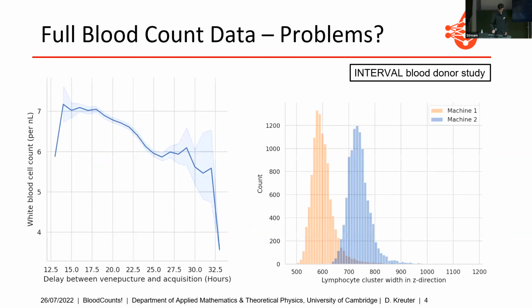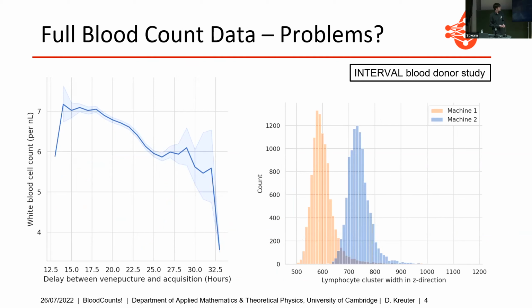So then looking at full blood count data, we quickly noticed some problems though, that everyone will be familiar with: biases and dirty bits in the data. So here we see a blood donor study called Interval, and I just showed two examples here. On the left, you can see white blood cell count plotted over the delay between venipuncture in the patient to the acquisition into the hematology analyzer machine. So essentially, how long did you leave the blood lying around before putting it in the measurement machine?